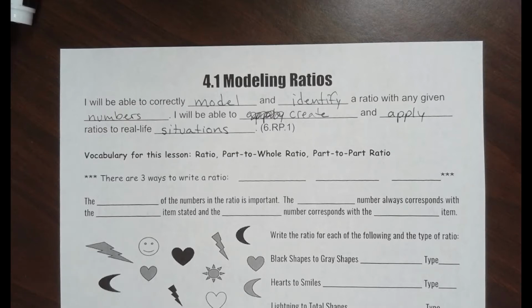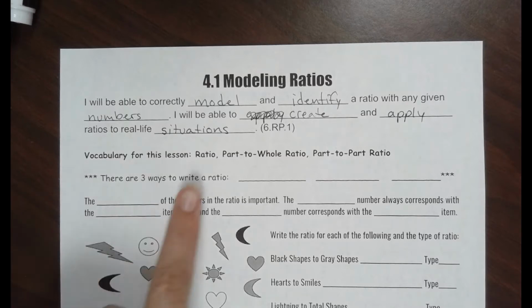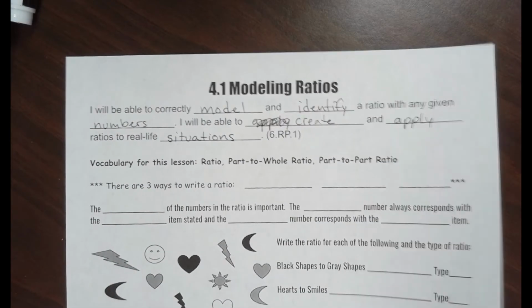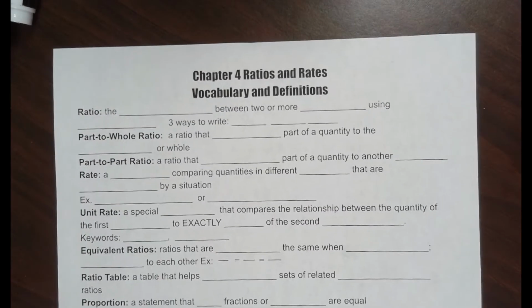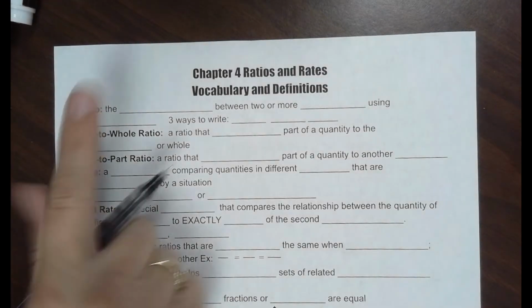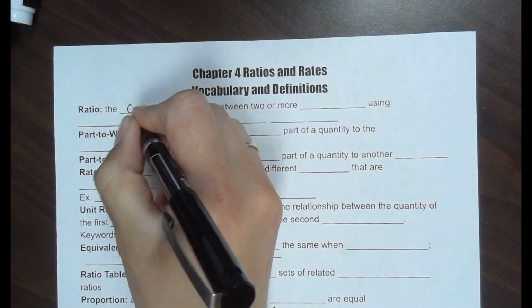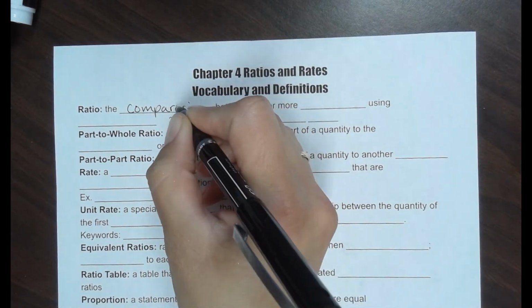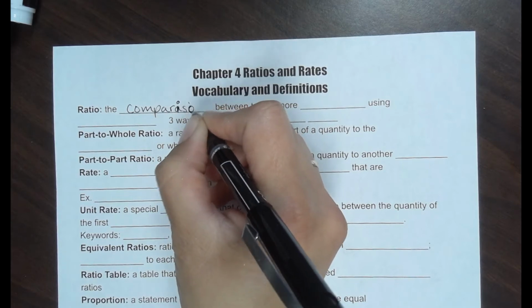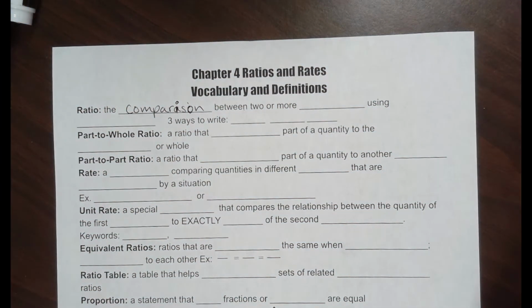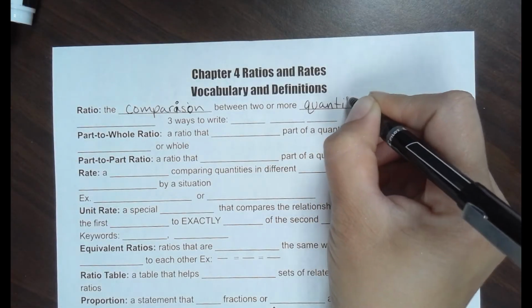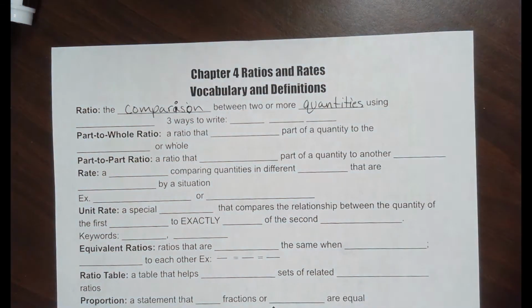Vocabulary for this one, so you're going to need page 62 as well, which is just the back side of this page. We're going to write the vocabulary for this lesson, which is ratio, part to whole ratio, and part to part ratio. So on the back, a ratio is the comparison between two or more quantities using division.